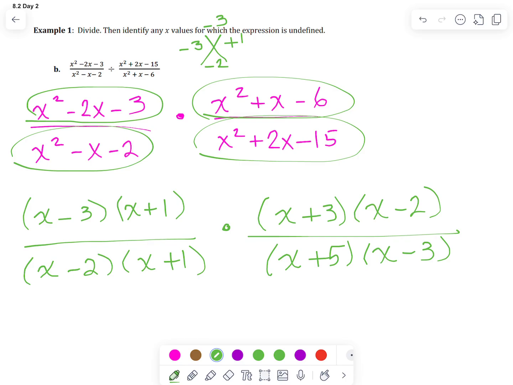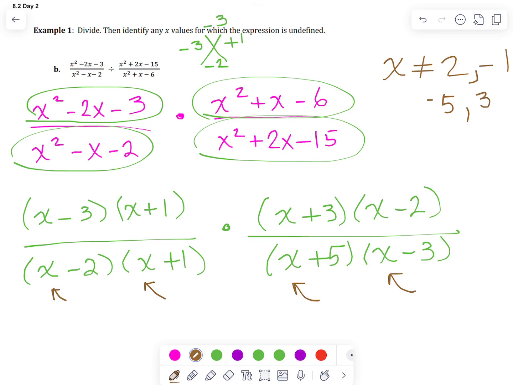So if I look here, I don't want that to be a 2 because 2 minus 2 would be 0, so x cannot be 2. Then here, I do not want x to be -1 because -1 plus 1 would be 0. And then here, -5 and +3.